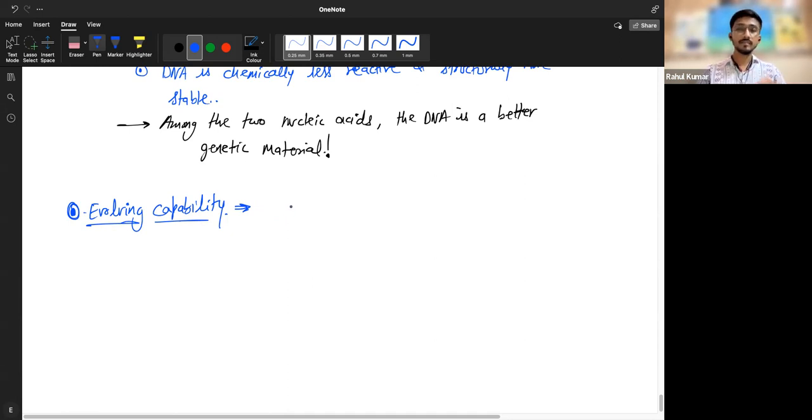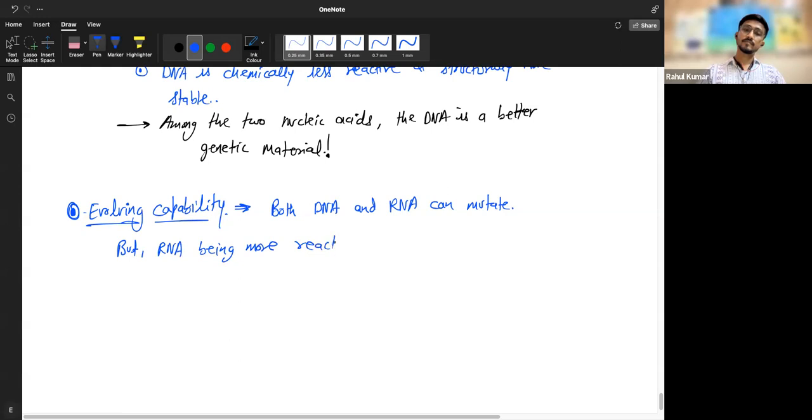So both DNA and RNA are able to mutate. Okay, so first write down this point. Both DNA and RNA can mutate, but RNA, being more reactive and less stable, mutates at a faster rate.